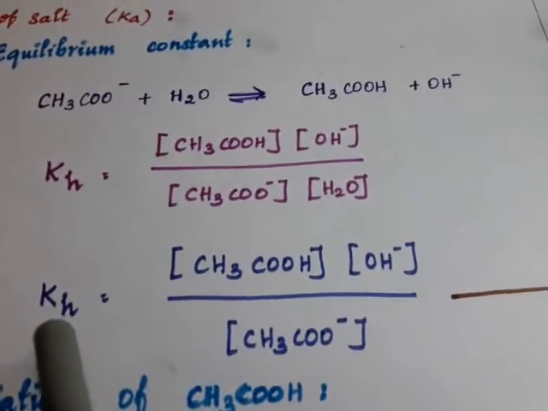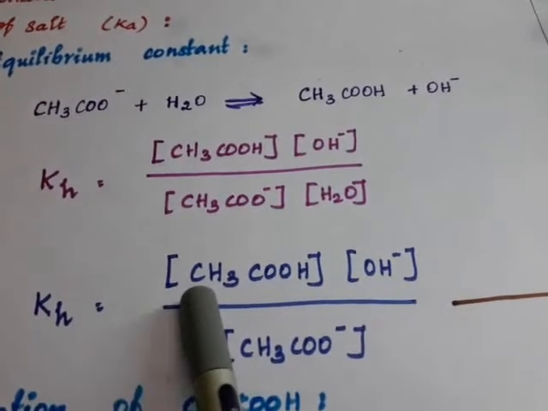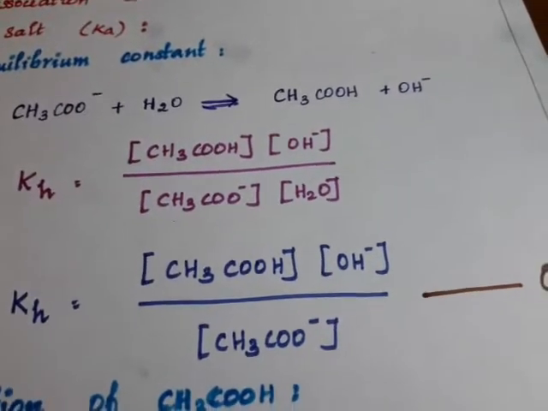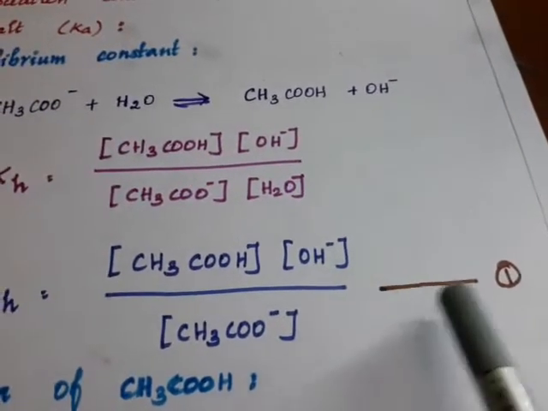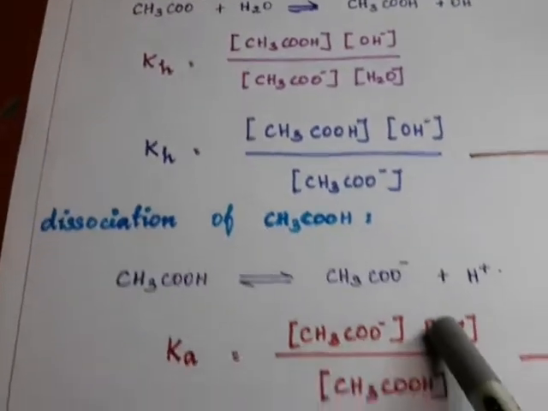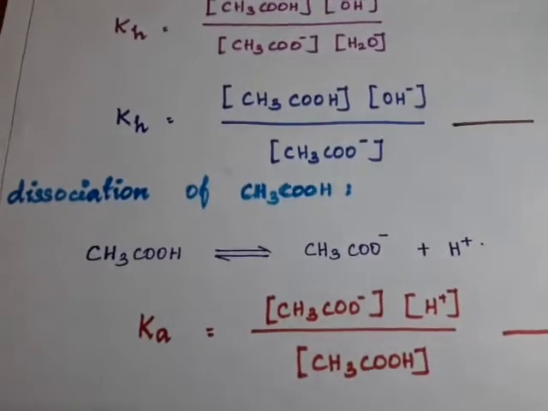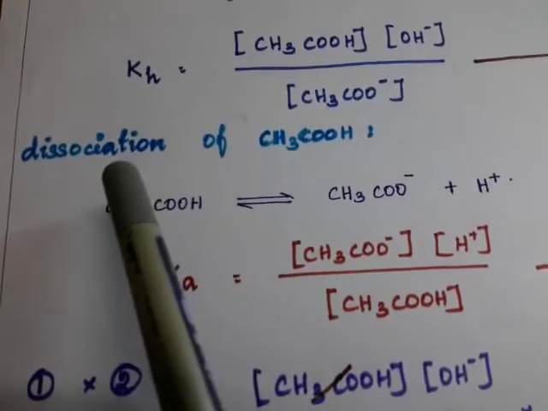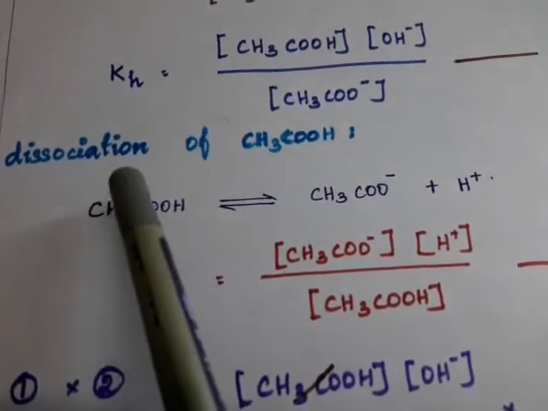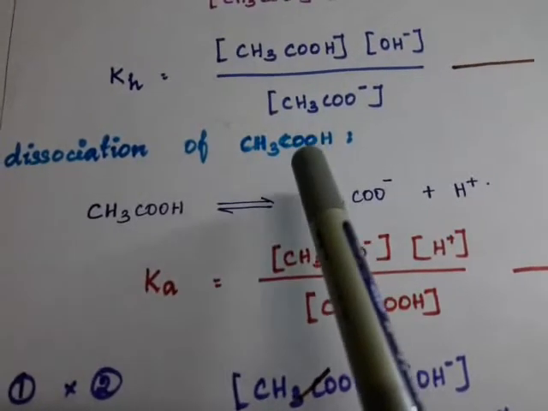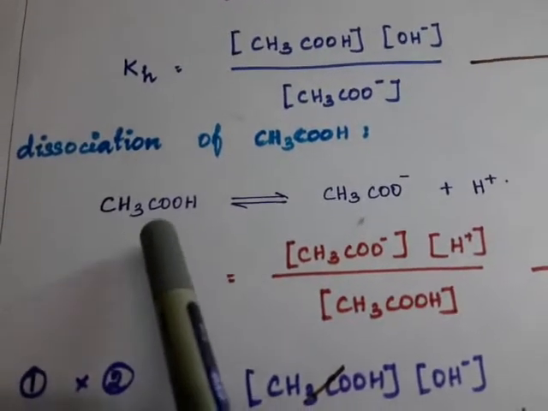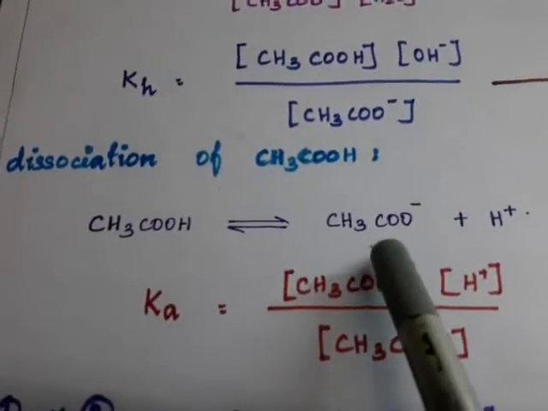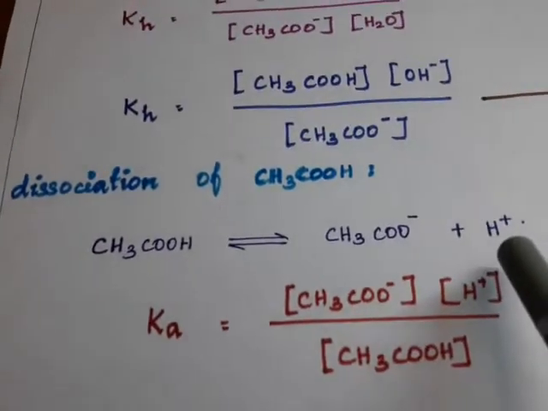So Kh is equal to the concentration of acetic acid times the concentration of OH minus ion divided by the concentration of acetate ion. Let me take this as equation number 1. Next we are going to find Ka, the dissociation constant for acetic acid. We know very well that acetic acid is a weak acid. It dissociates into acetate ion and H plus ion.